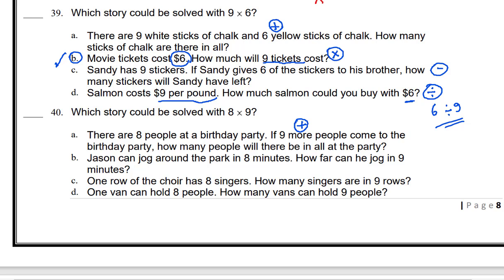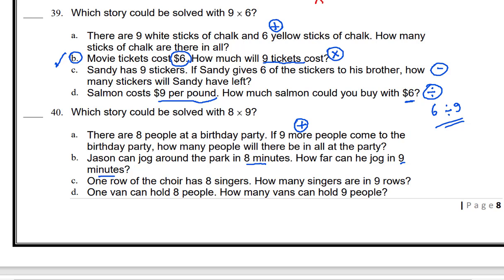Jason can jog around the park in 8 minutes. How far could he jog in 9 minutes? He could jog around the park in 8 minutes. We can't tell how far he could jog in 9. So what operation do we use here? Addition. Oh no, because we are not adding the 9 to the 8. Minus. Also no. Okay, listen, my friend.